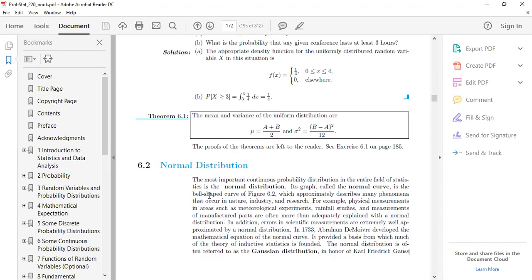Also, errors in some scientific measurements can be extremely well approximated by the normal distribution. Whenever you are performing some scientific experiment, you will have some error, and that error can be approximated by the normal distribution. It provides a basis from which much of the theory of inductive statistics is founded. This is the base. All inductive statistical criteria are found using this one.